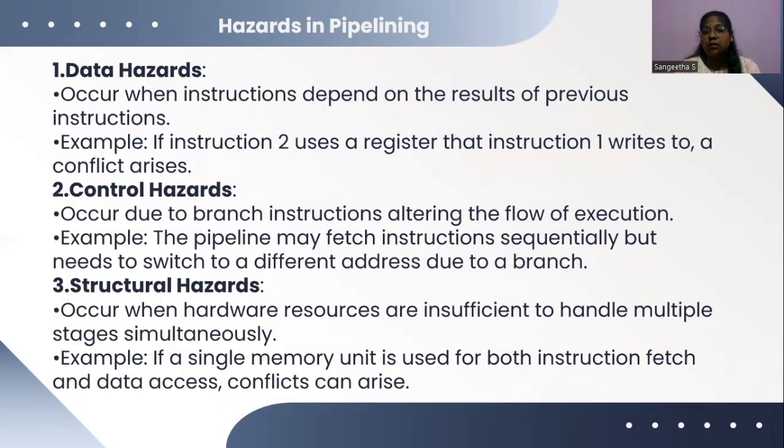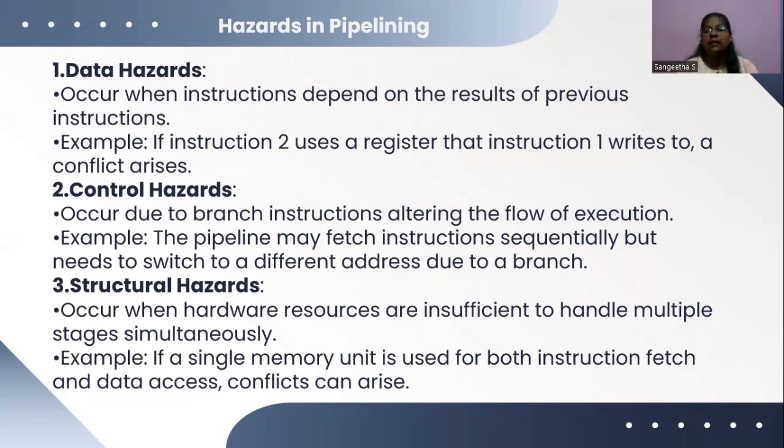What are the hazards? What are the problems coming in pipelining? Data hazards, control hazards, structural hazards. If instruction 2 uses a register that instruction 1 writes to, a conflict arises. If one register is used for addition and the same register is used in the subtraction also, then while decoding the computer gets confused and a conflict arises. That is the data hazard.